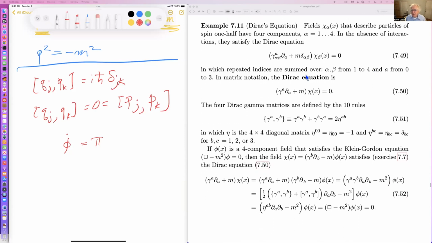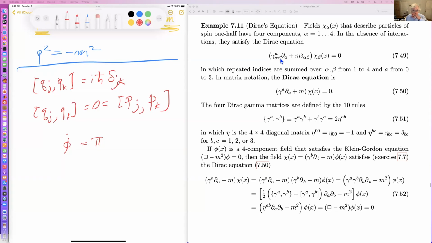Dirac's equation, well, something that's interesting here is, suppose Dirac's equation is solved by 4-component spinors that satisfy this equation. So A goes from 0 to 3, M is a constant, H bar and C are 1, so forget about them.